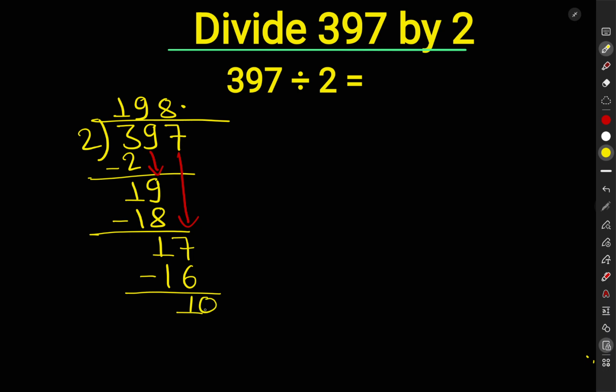So now it is 10 and 2 times 5 is 10. On subtracting we get zero. So 397 divided by 2 is 198.5.